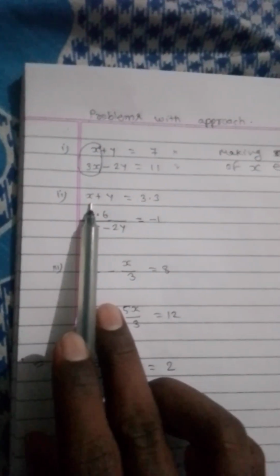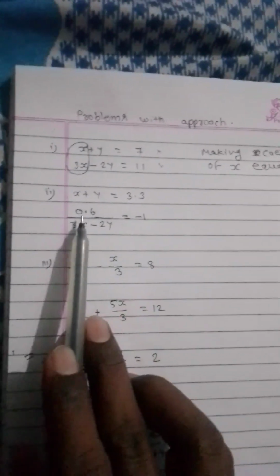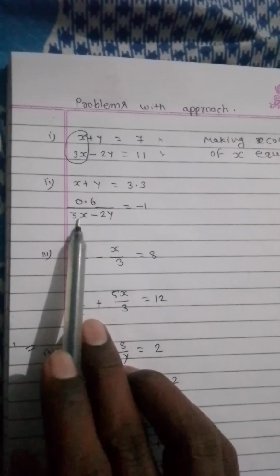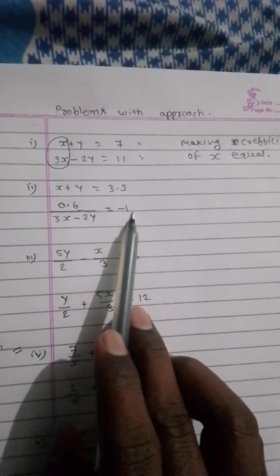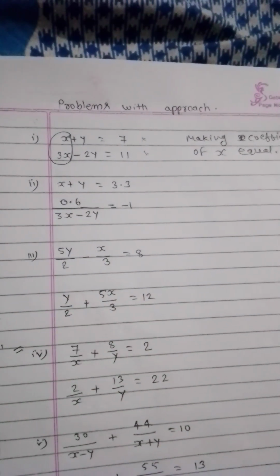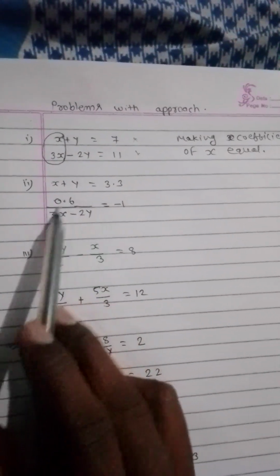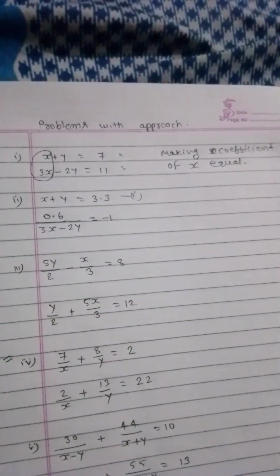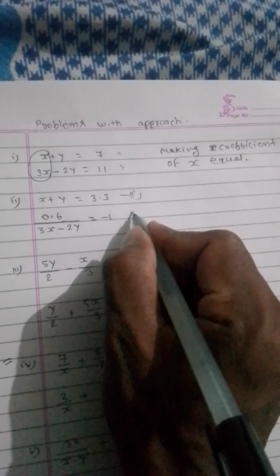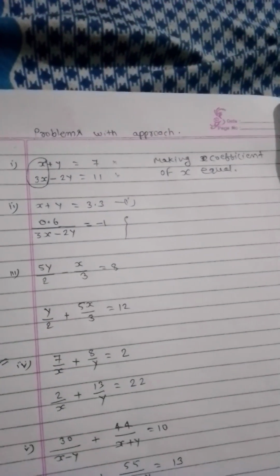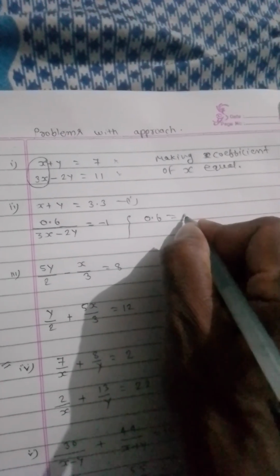Second is x plus y equal to 3.3, 0.6 by 3x minus 2y equal to minus 1. How will we solve this question? So first of all, we will simplify this line. Okay, the first equation is very easy. The second may be tough for you. So we will simplify it.